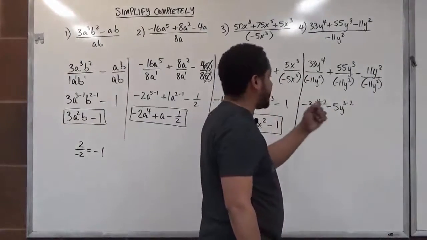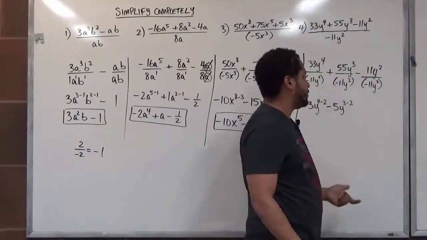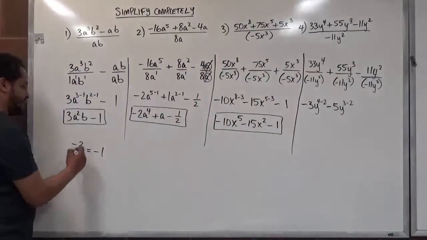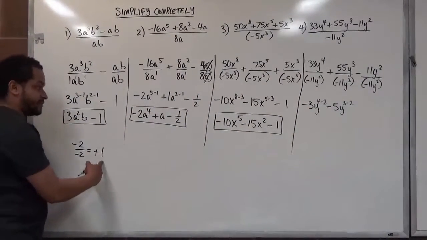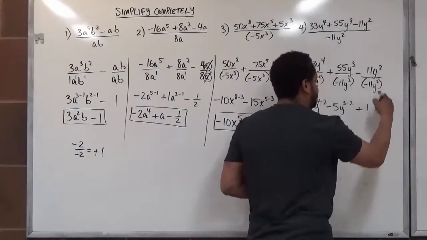The last case is actually identical. We have negative 11y squared and negative 11y squared. We know this is the same case. Instead of negative and positive, this time we have a negative and a negative, which gives us a positive 1. So we know the last term here is going to be plus 1 because they're identical terms.